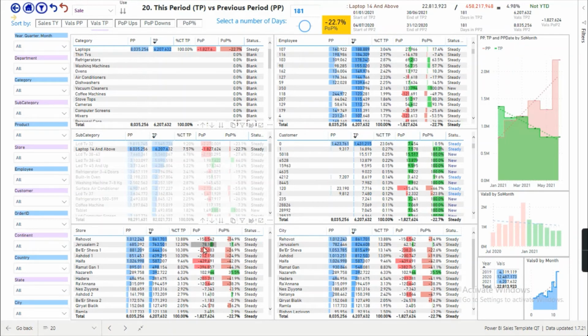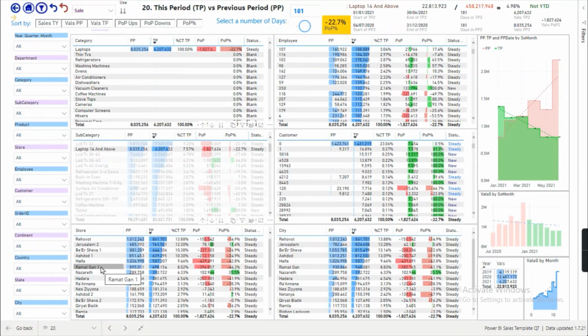Now let's see how each store is performing for laptop 14-inch and up. Most stores are in red. That's normal. Some are decreasing very rapidly, like Haifa and Ramat Gan 1 that we remember. But some are increasing. That's good. How do they do it?